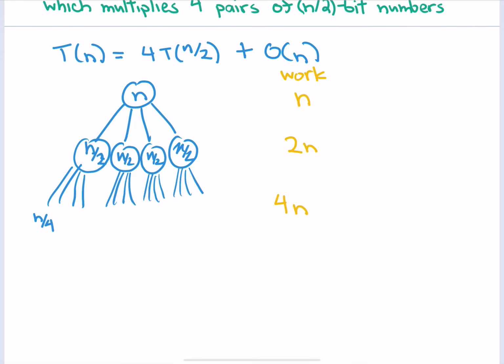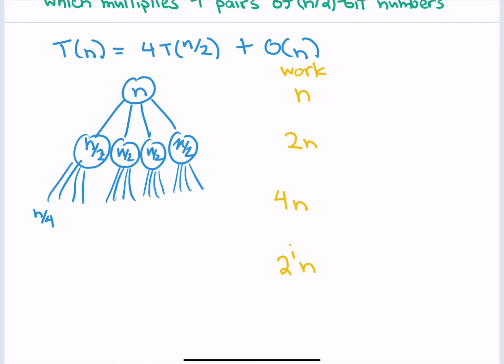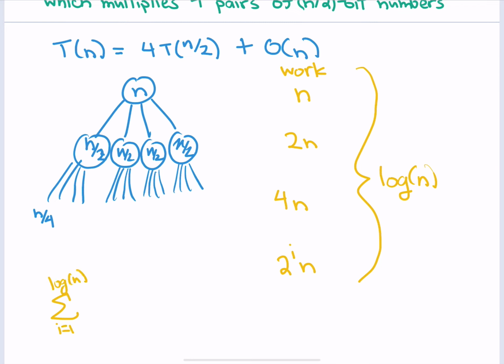Okay. So now you're starting to see that this is going to look like 2 to the i times n. Okay. And how many levels are there? Log n. Okay. So then you're going to be summing up from i equals 1 to log n of n times 2 to the i. So basically 1 plus 2 plus 4 plus 8 all the way up to n. What does that give us?